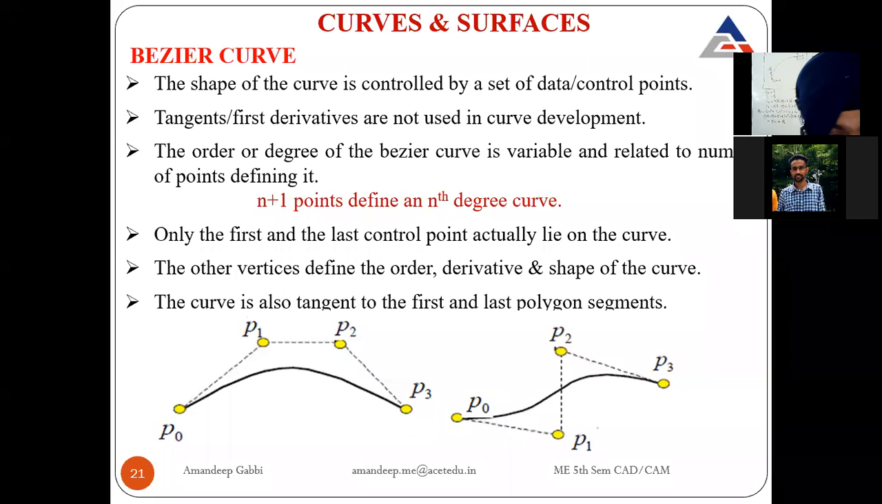Only the first and the last control point actually lie on the curve. The rest of the points are lying outside the curve. They may be on the left, on the top, on the bottom, or on the right, not on the curve. Other vertices define the order, derivative and shape of the curve. The curve is also tangent to the first and last polygon segment.